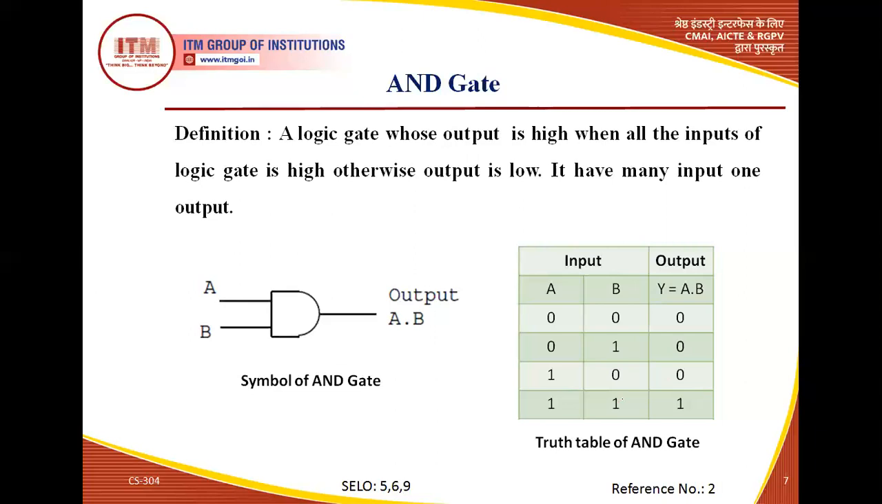That means when both the inputs are high, then it will generate the output high. Otherwise, it will generate the output low. Or in another way, we can define the AND gate: when any of the inputs is low, then it will generate the output low. So you should always remember the function of the AND gate. If any input is low, it generates the output low, and when all the inputs are high, it generates the output high. So that is the truth table for the two input AND gate.